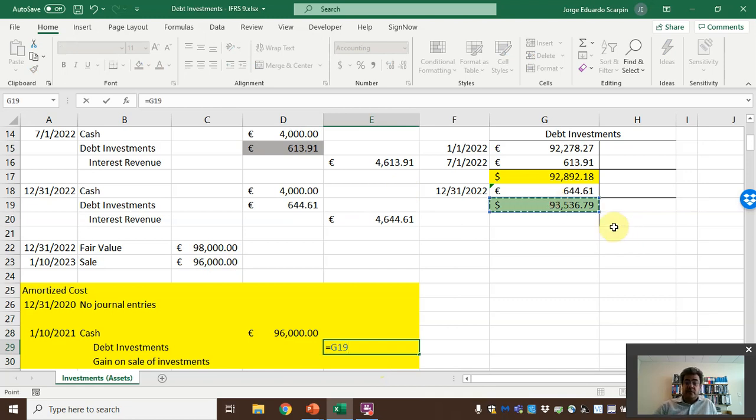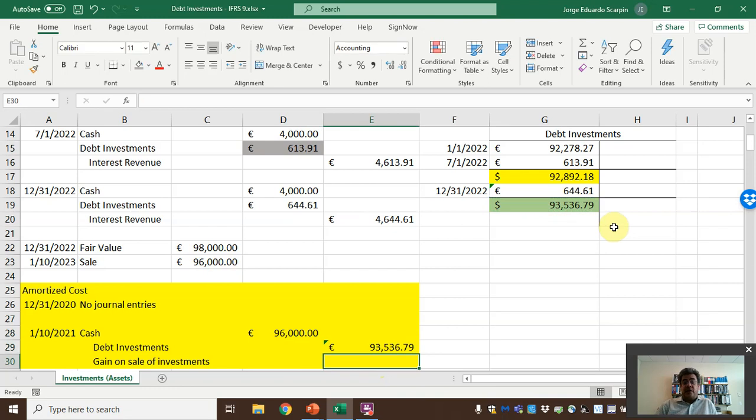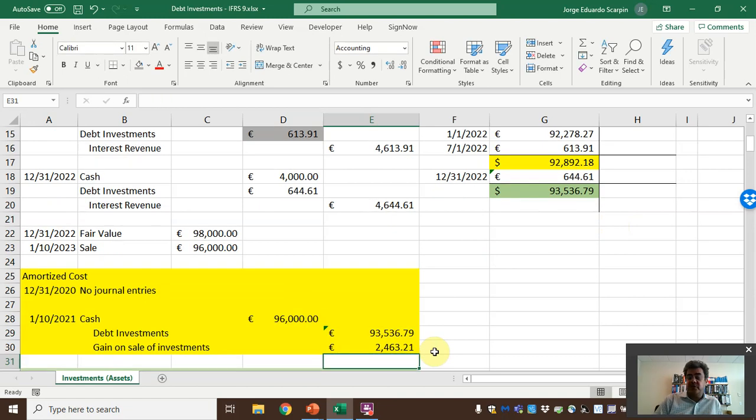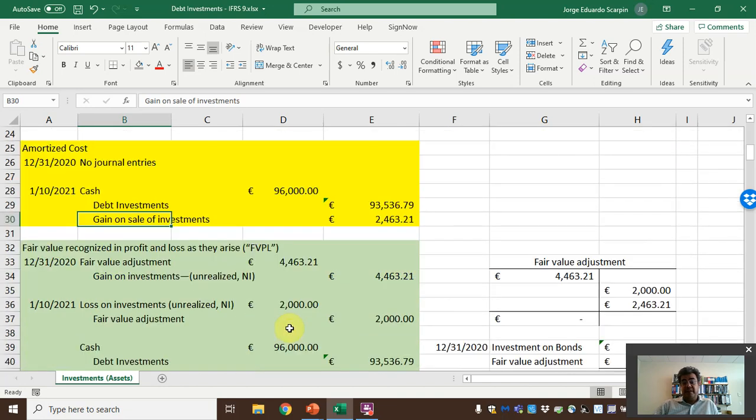Because we need to close this account. It is not balanced, we need a credit. Our cash is greater than our asset, so it is again gain on sale of investments, 2,463.21 euros. And here, a regular gain on profit and loss. Easy, huh? As I tell my students, easy and boring.